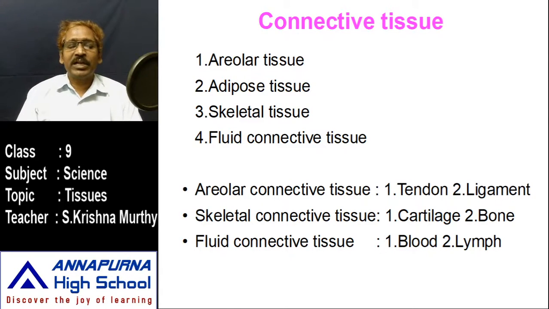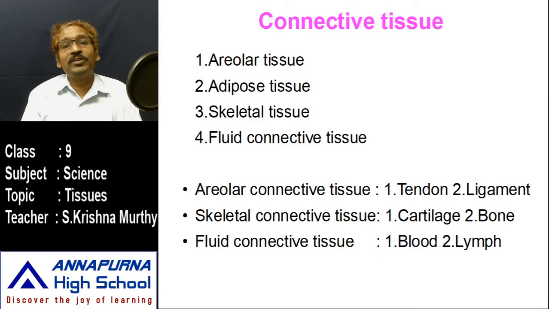And another connective tissue is fluid connective tissue. I think you know very well about fluid. What is fluid in the body? Our body has blood. Blood is also one of the connective tissues, but it is a fluid. That's why we can say it is a fluid connective tissue. Blood is a fluid connective tissue. And another fluid inside our body is lymph. Lymph is also one of the fluid connective tissues. The fluid connective tissues are blood and lymph.